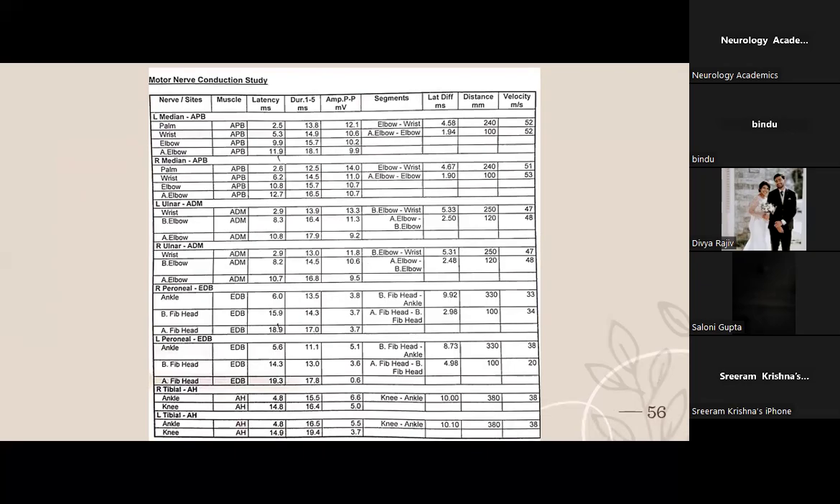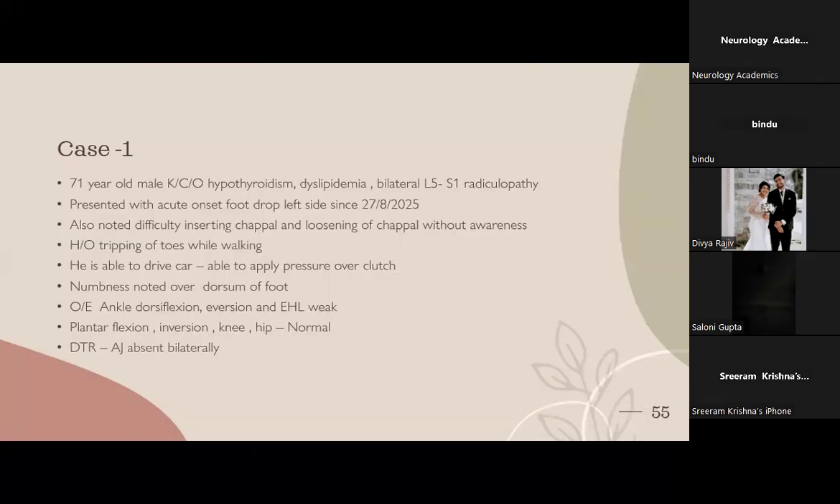He had an acute onset of foot drop. So it can be a compressive entrapment neuropathy, which is the most common cause, or, since it is acute onset, it can also be a vascular event.